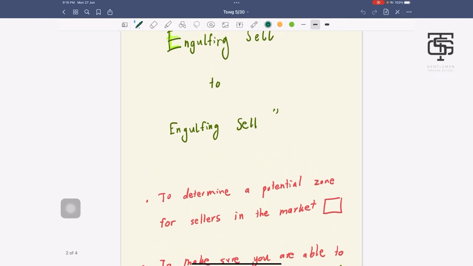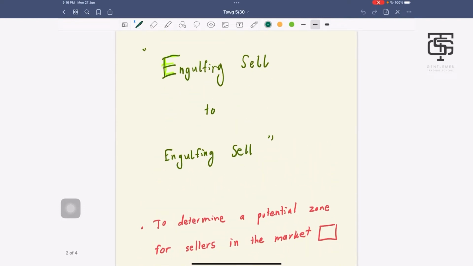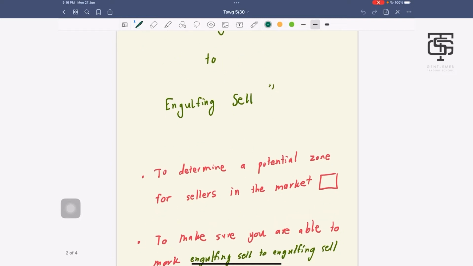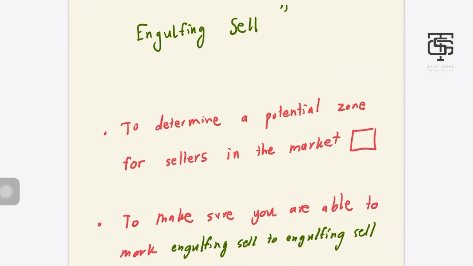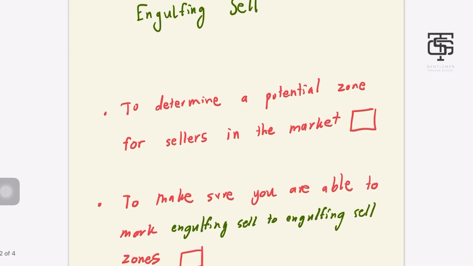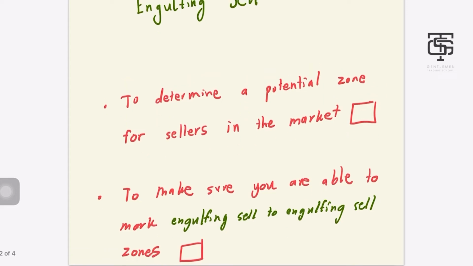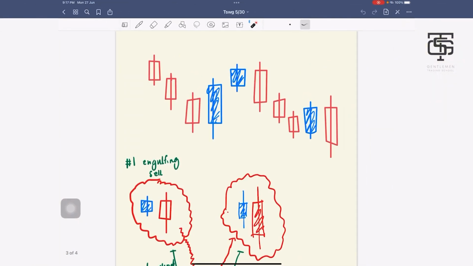So the first thing that you guys need to know is that you have learned what is engulfing sell, you have learned what is engulfing buy, and a lot more. In this chapter, we will be sharing with you the importance of engulfing sell to engulfing sell. Today, we will need to take this box to determine a potential zone for sellers in the market. So definitely we need to know how to mark this zone. Second, to make sure you are able to mark engulfing sell to engulfing sell zones, we're going to be doing that as well. So let's move to the next page.